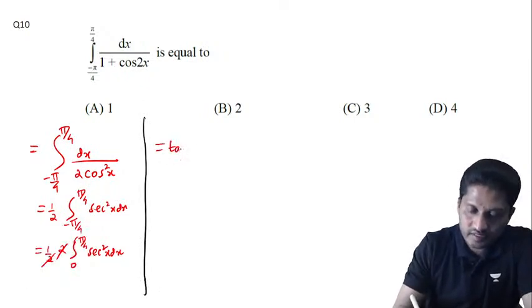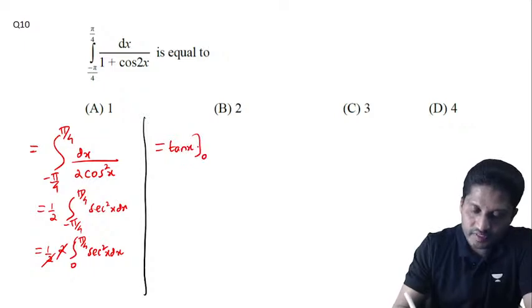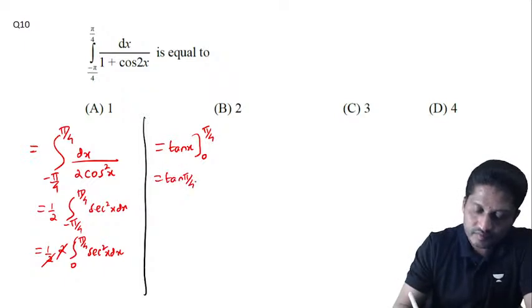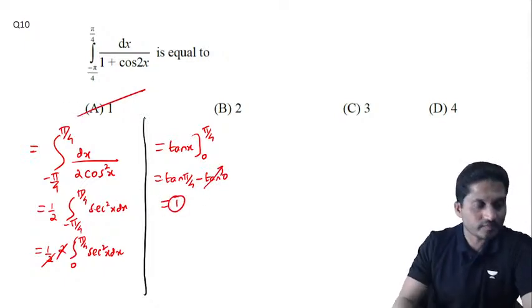This is equal to tan x between the limits 0 to pi by 4. Upper limit is tan pi by 4, minus lower limit is tan 0. Tan 0 will be 0. Tan 45 is 1. Answer is option A.